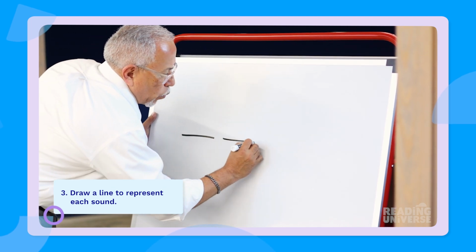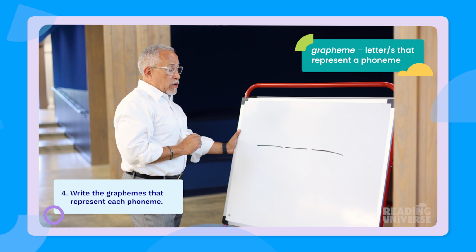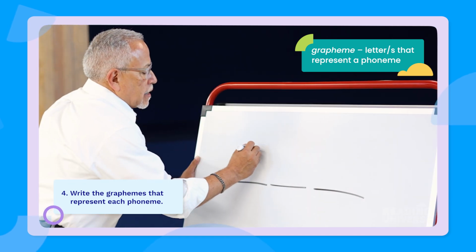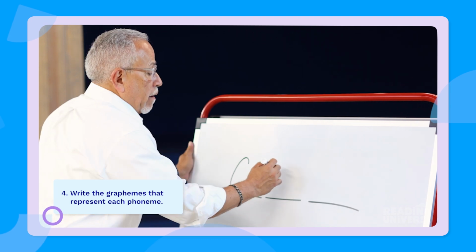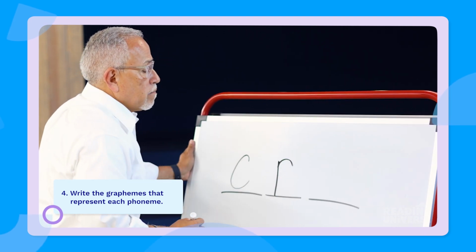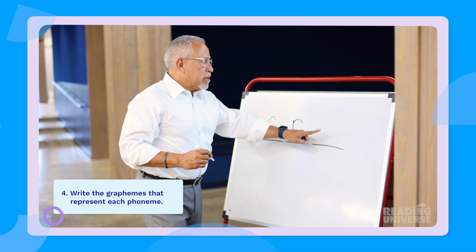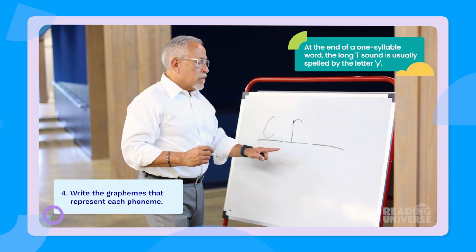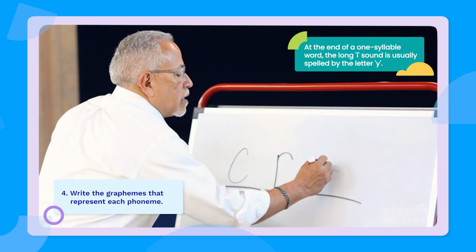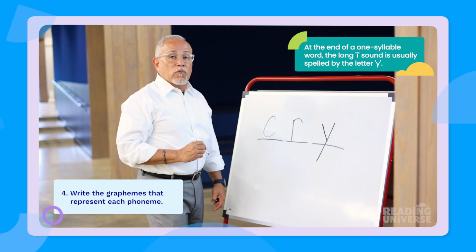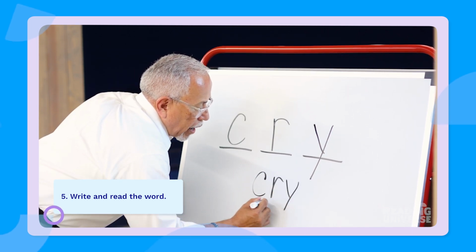/k/, /r/, /ī/. Which grapheme represents that first phoneme, that /k/? The C. The second phoneme is /r/. Which grapheme? An R. And the last phoneme here in the word cry is /ī/. But this is a one-syllable word. And at the end of a one-syllable word, that long I sound is usually represented by the letter Y. Let's spell that. Cry. C-R-Y. Cry.